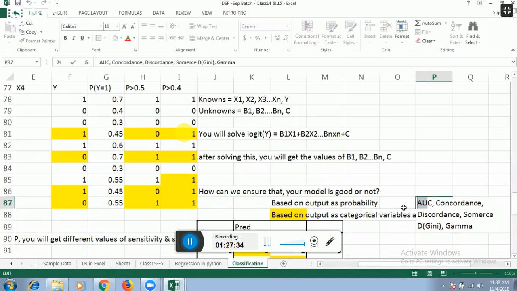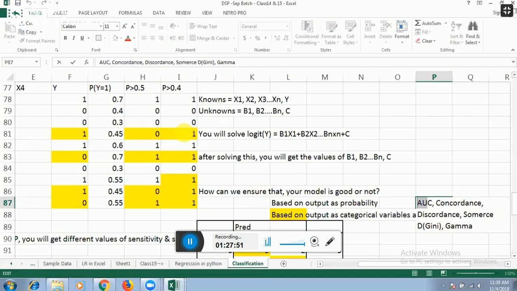Yes, guys. Any questions now? So, Chandra, in the ROC curve, we are plotting sensitivity against the false positive rate, which is 1 minus specificity. What is the reason for that?